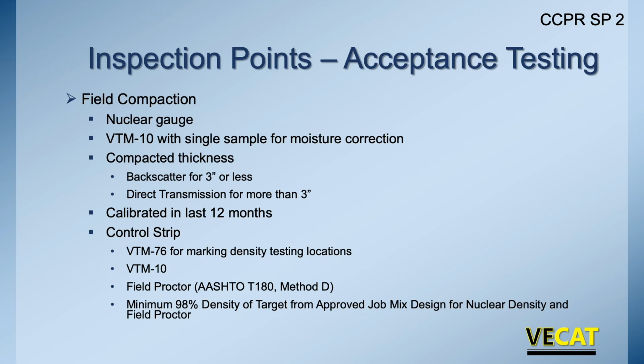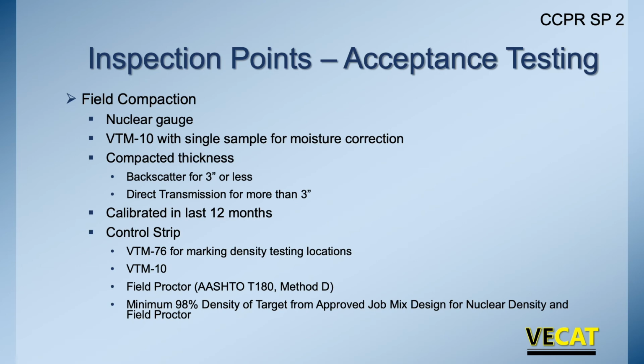Compacted thickness, we can do backscatter or direct transmission depending on the lift thickness. We need to make sure it's calibrated. And the control strip, VTM 76, VTM 10, a field proctor to see exactly what we're getting, because some of these products may have some distance that it's traveling. So what's at the plant, by the time it gets to the field, may have changed a bit the moisture contents because we have evaporation. And again, we're looking at 98% density of target from approved job mix design for nuclear density and field proctor.